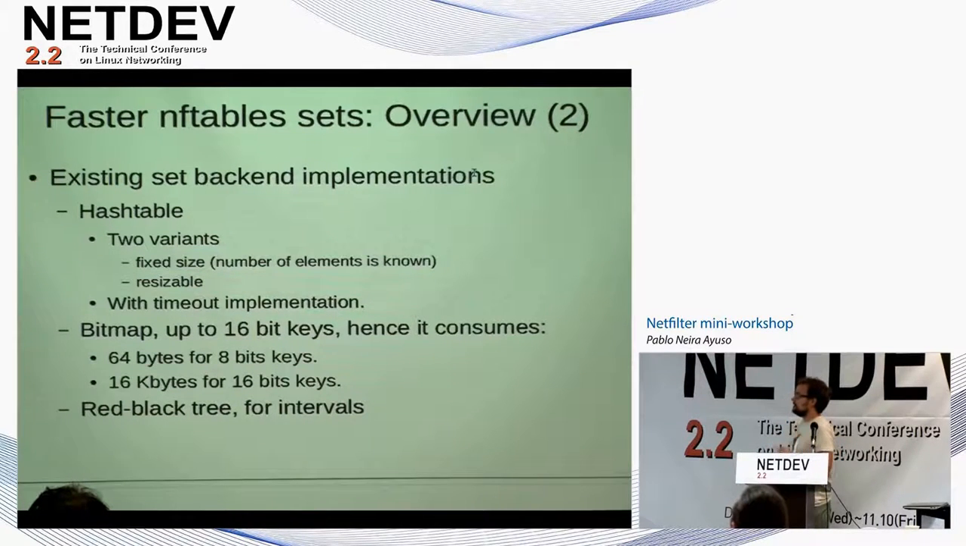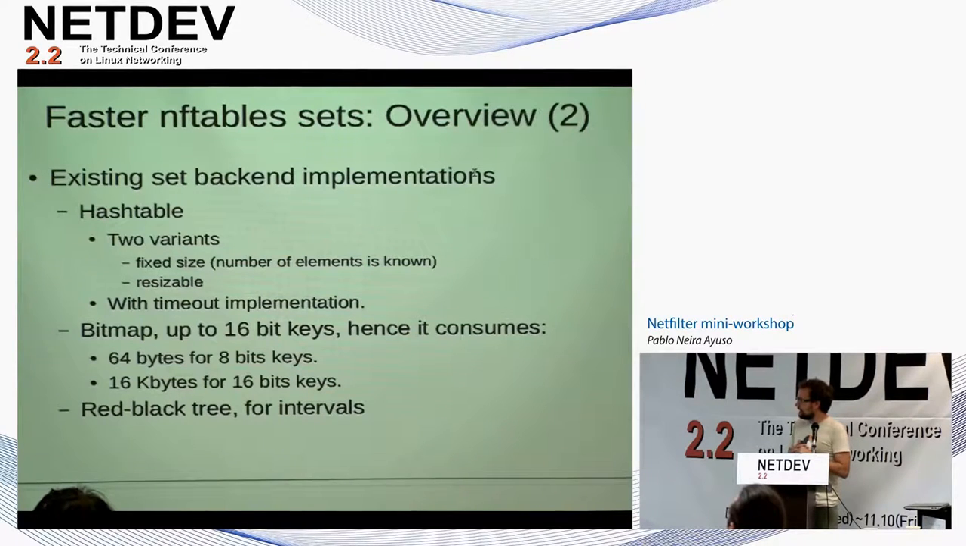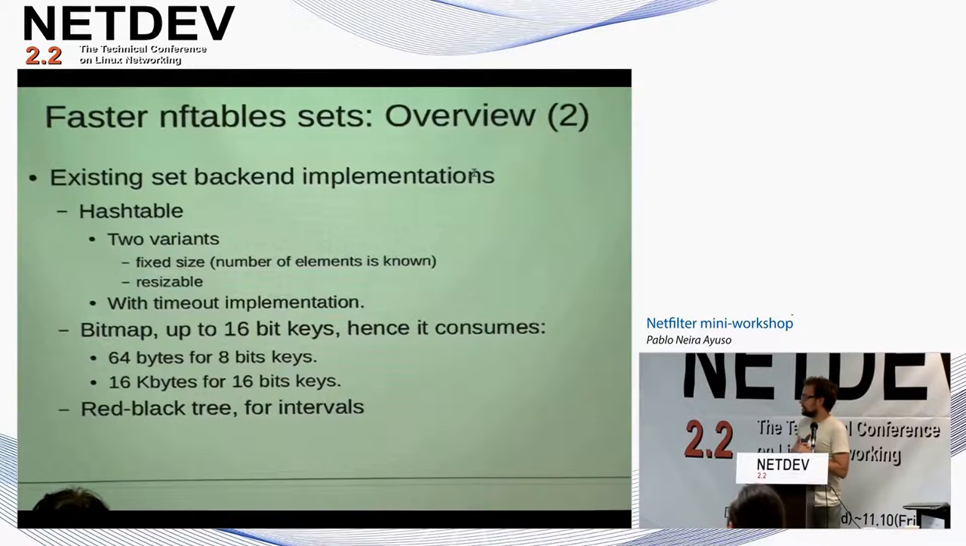The set backend implementations that we have are basically three at this moment. It's the hash table. There are two variants, a fixed hash table and a resizable hash table. There is a bitmap that supports up to 16 bit keys at this moment. And it's going to be always like that, otherwise it's going to consume too much memory. But we are also planning to support ranges, so we could use the bitmap again to build a small bitmap for some IP range, for example, indicating both sides of the interval, right? And then we have the red black tree just for interval based prefixes and so on.